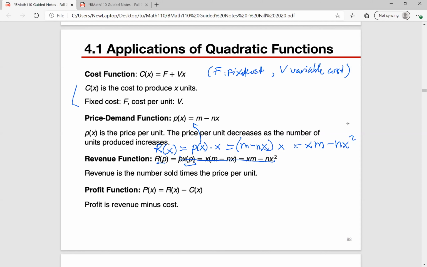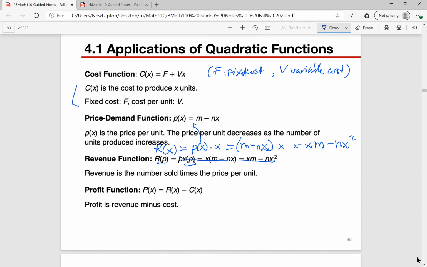Now, we will have profit function. Profit function P of x equal to R of x minus C of x. What does that mean? Profit is always equal to the revenue subtract the cost. So you have to remember this, it will stay with you forever if you are learning about business. Okay, so now let's move down.